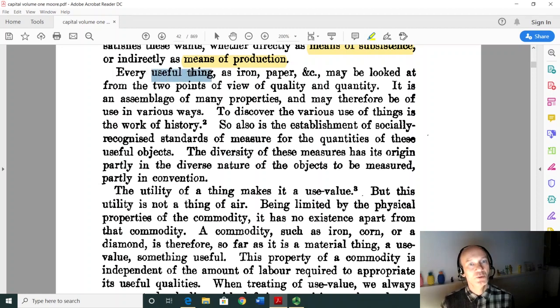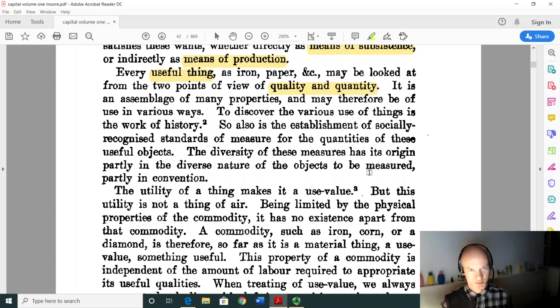Now, every useful thing, as iron, paper, etc., may be looked at from the two points of view of quality and quantity. Again, we have here a concept being introduced, useful thing, and we find two ways of looking at useful things introduced, namely in terms of quality, what it is, and quantity, how much of something a useful thing is. It is an assemblage of many properties and may therefore be of use in various ways.